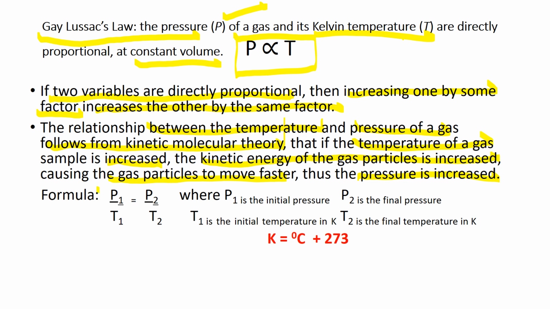So the general equation for Gay-Lussac's law is this: P1 over T1 equals P2 over T2, where P1 is the initial pressure, P2 is the final pressure, T1 is the initial temperature, again in Kelvin, T2 is the final temperature in Kelvin. So to convert again, degrees Celsius to Kelvin is simply add 273 to Celsius.